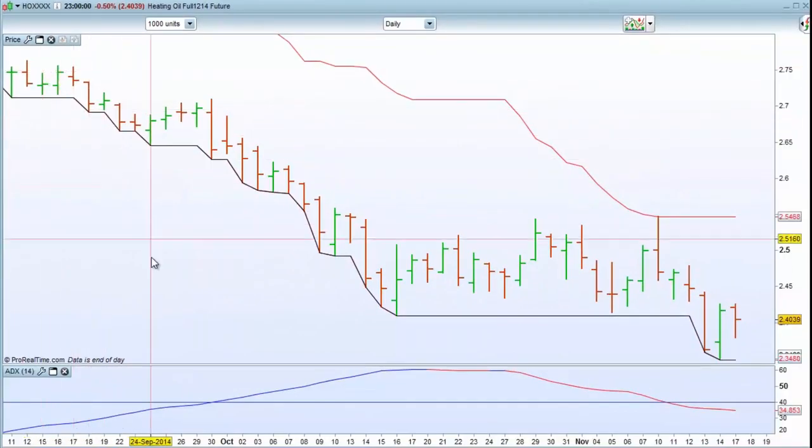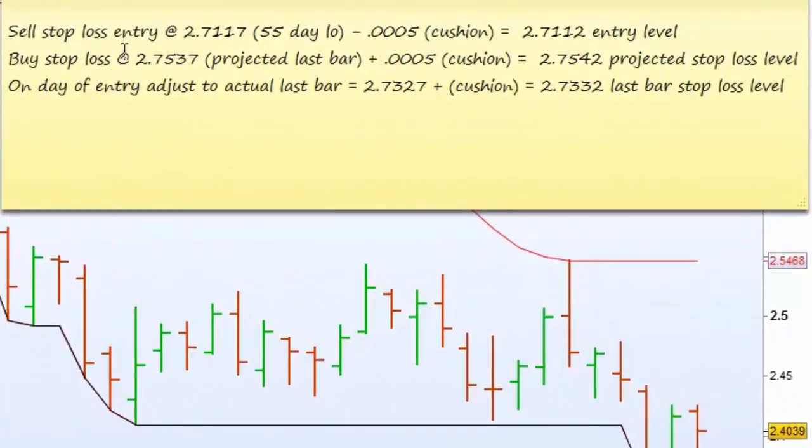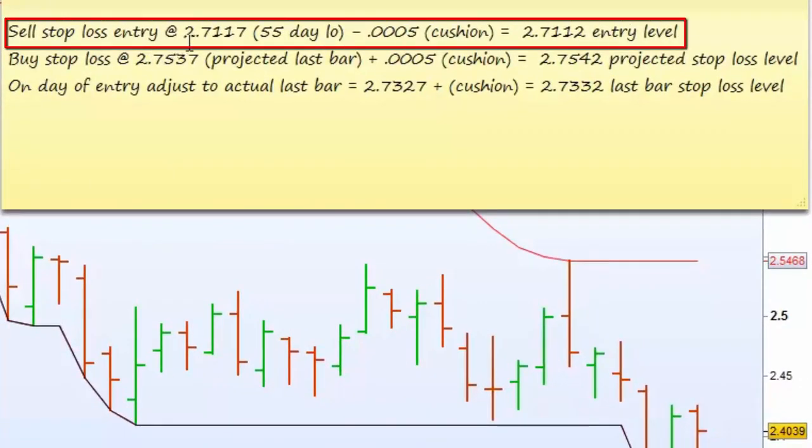Now, let me show you the actual levels. So you see here I have the sell stop loss entry at 2.7117, which is the 55-day low, minus the cushion, which in heating oil is 0.0005. Now remember, this is going to be in the supplemental content section. You will see an example of cushions that you can use, but just remember the cushion can be as simple as the bid-ask spread for the market that you're trading.